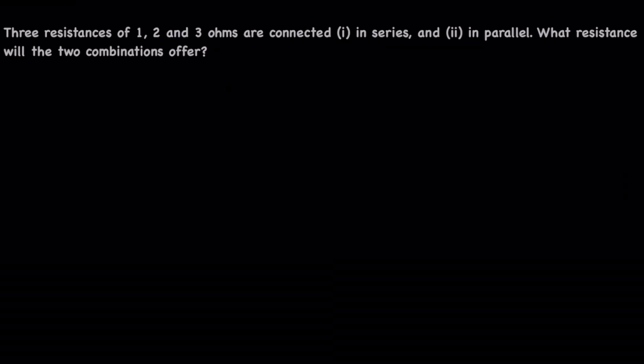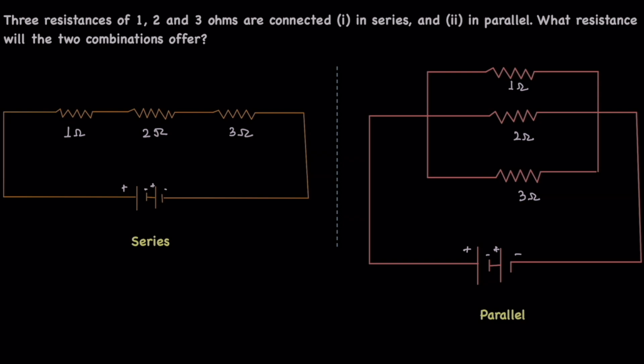This is a conceptual question. The motive of solving this question is to explain one concept, which I will explain after solving this question. Here, three resistors of 1 ohm, 2 ohm and 3 ohm are connected in series and parallel separately. What resistance will the two combinations offer? If we draw two separate diagrams, one for series and one for parallel, as you see, here we have two different circuits. Both circuits have the same resistances: 1 ohm, 2 ohm and 3 ohm.